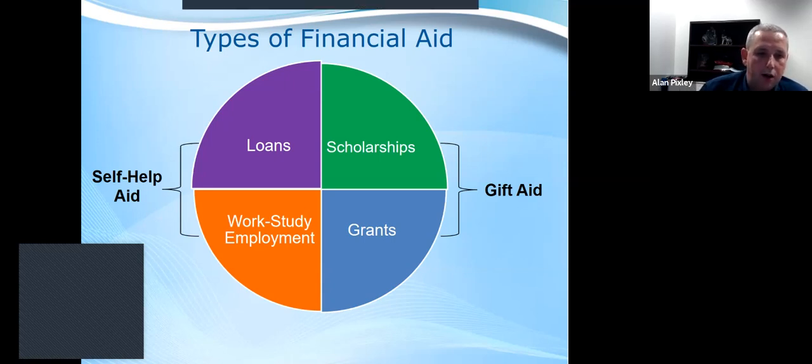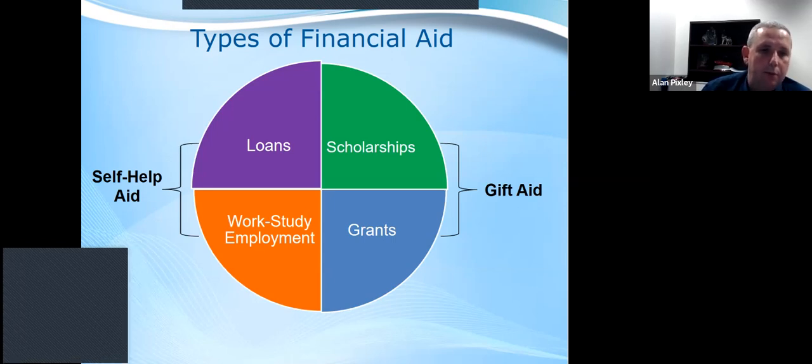But the idea behind them working at the school is, one, it is convenient for them to be able to work at school and go back and forth between classes. So it's a convenience factor. And then also that money would help them with their living expenses, maybe help for tuition and fees, books, housing, and food. The green section would be scholarships.